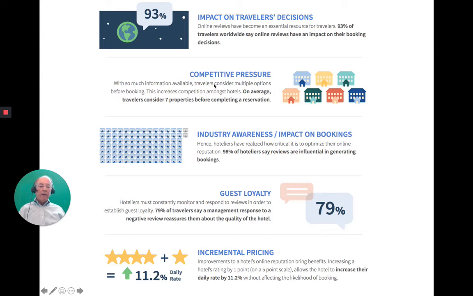You're looking at competitive pressure, what's in the area, industry awareness, guest loyalty, 79% guest loyalty here. Incremental pricing, what you can do to perhaps increase your pricing by increasing the level and quality of service that you provide. All of this comes out in the regular reporting that you receive from, in this case, Revinate.